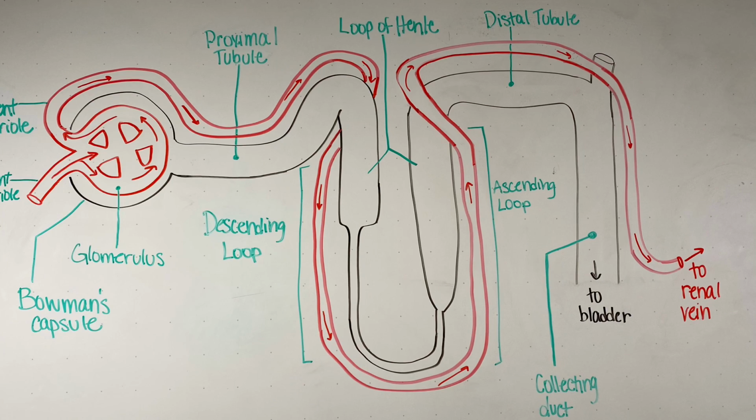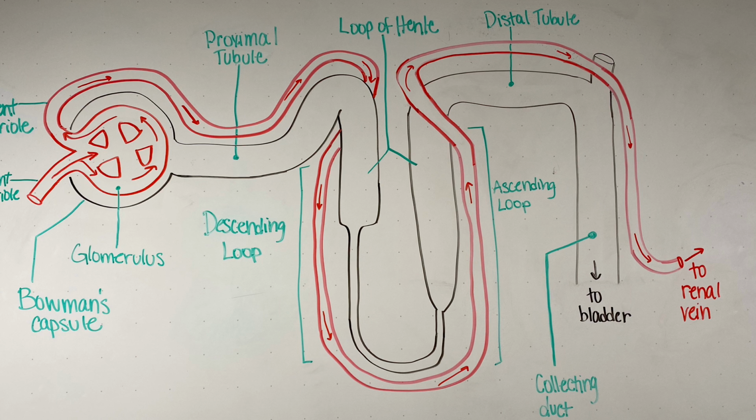And also, because if I drew it all clumped together, it would just look like a big mess. And it already looks like a mess, but it would look even worse. After the loop of Henle, we have the distal tubule. And when you think distal, think distant or further away. So the distal tubule is further away from the Bowman's capsule than the proximal tubule is.